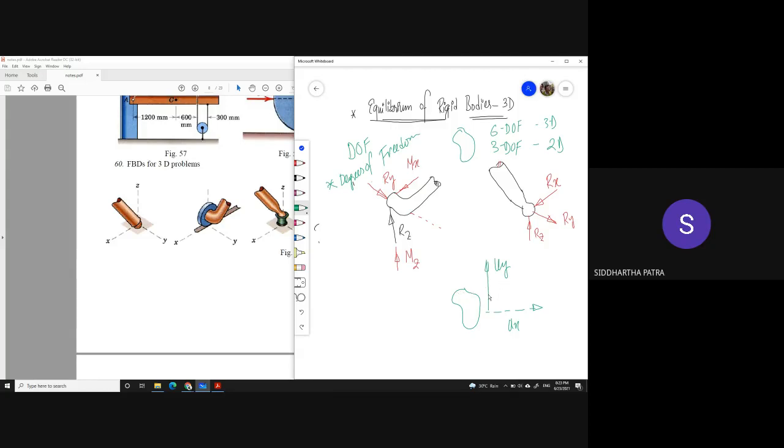Then irrespective of whether the center of mass moves a certain distance in x or y or not, it can independently rotate about its center of mass by an amount of theta z. This is the center of mass moving by ux. You see, when I'm talking about rotation, I'll have to talk about translation of a single point.